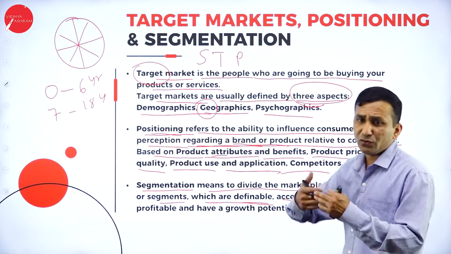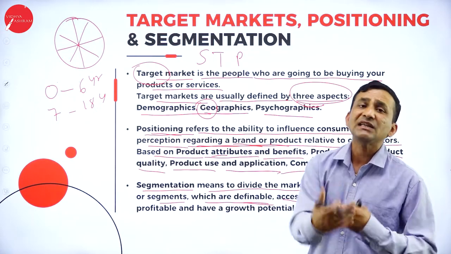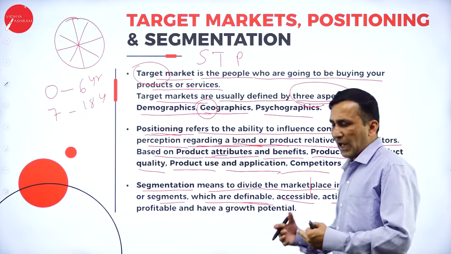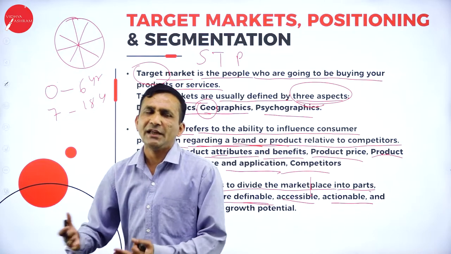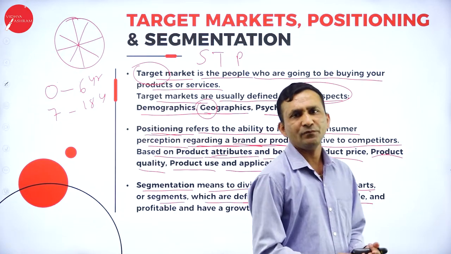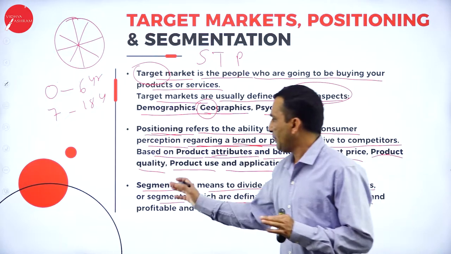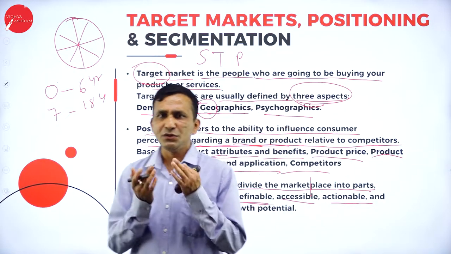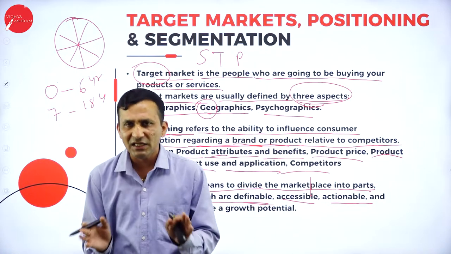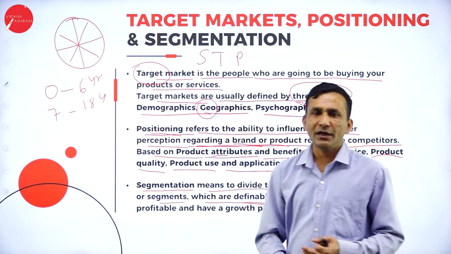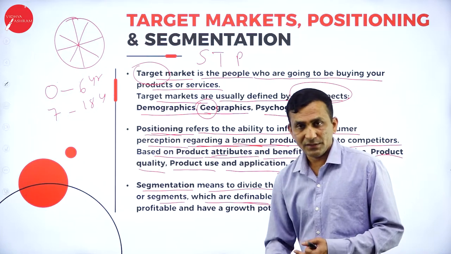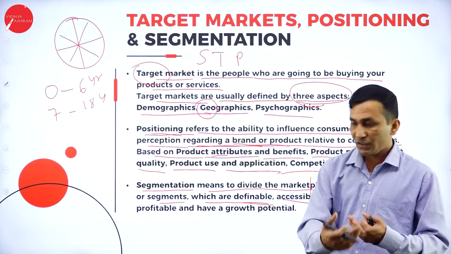Accessible means we need to carry out the system in practice. And actionable, I need to implement immediately in that area. If I selected Bangalore city, I have selected my segment area as Bangalore city. Once you decided everything, the plan is perfect, and I want to flow the product and provide the product and service to Bangalore city, then only it comes under actionable.